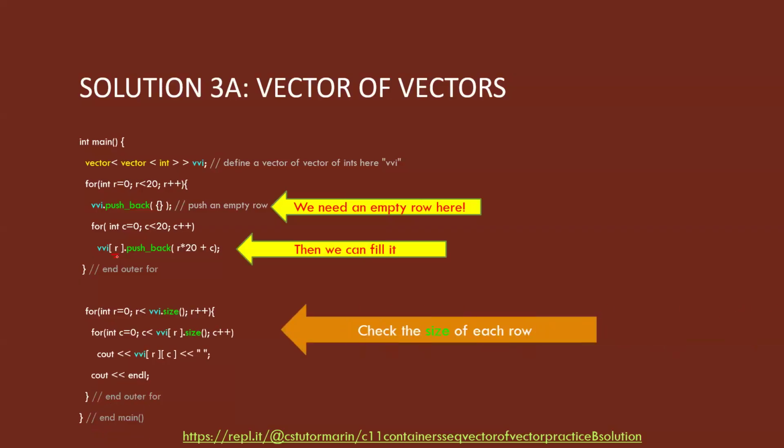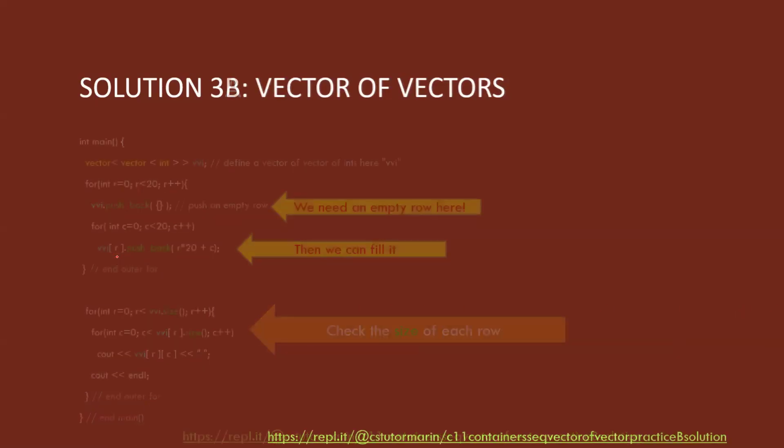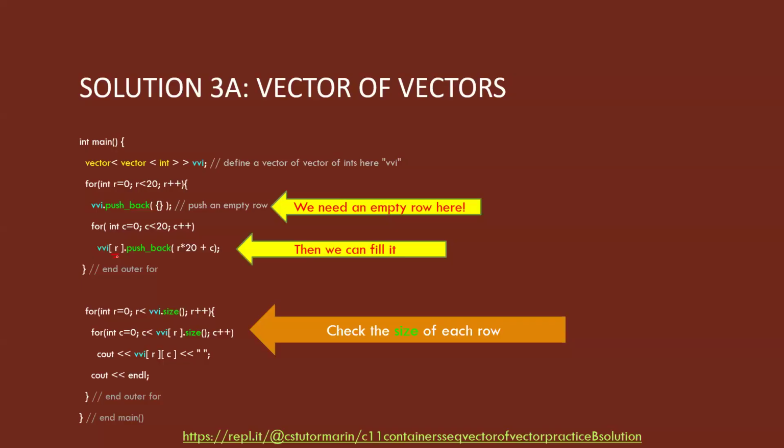And then our familiar format for printing stuff out, okay? Use the VVI square bracket R dot size for that particular row. Which you could say, oh, well, I know it's 20, so I'll just use 20, but it's much better practice to trust the vector to get that information out, okay?